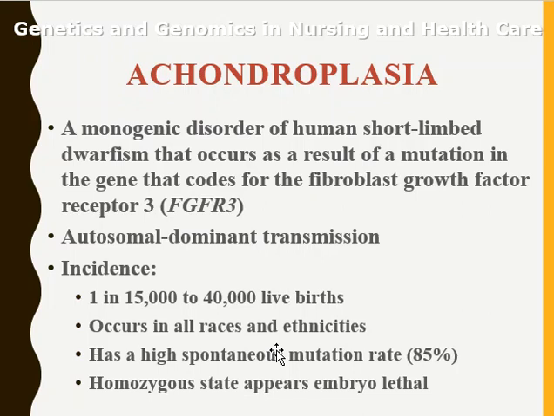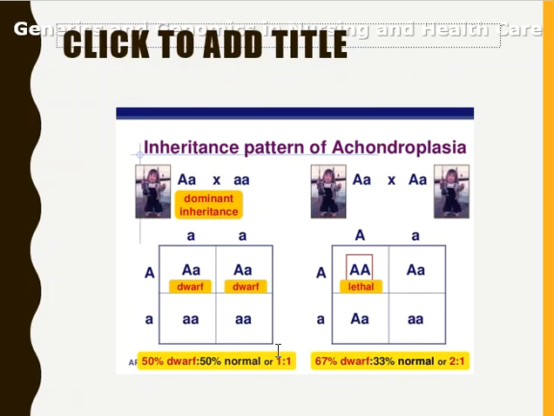It also has a high spontaneous mutation rate, up to 85%, and about 80 to 85% of individuals do not have a parent with achondroplasia. So that just gives you an idea of that high rate of spontaneous mutation. The homozygous state appears lethal to the embryo. Okay, so here is just an inheritance pattern of achondroplasia showing the likelihood of the offspring depending on the parental genotype.